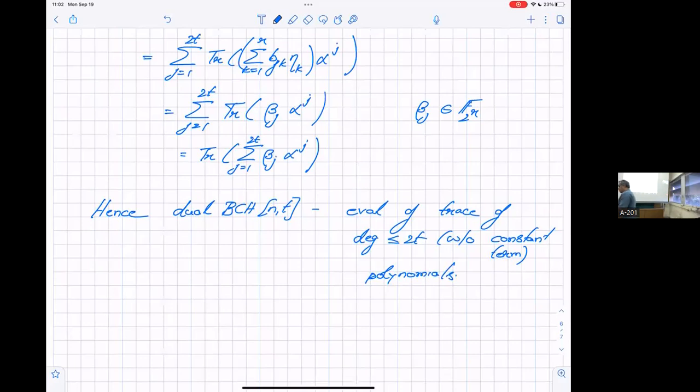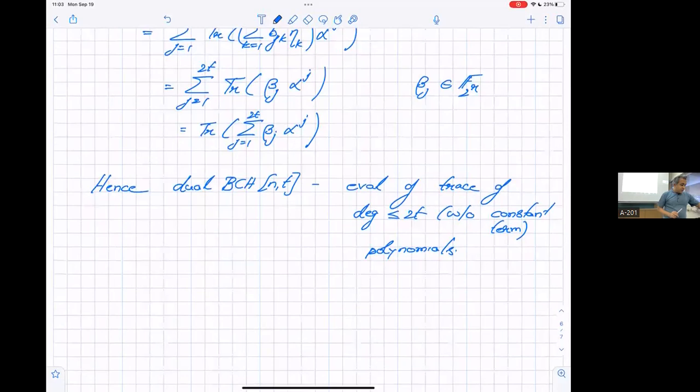Reed-Solomon was the evaluation of arbitrary polynomials of a fixed degree. Dual BCH is evaluations not of arbitrary polynomials, but of the trace of arbitrary polynomials over F star. And because we are working with F star, you have to drop the constant term. If the whole BCH exercise had been done with F instead of F star, you could have included the constant term also. Okay, so this is dual BCH.